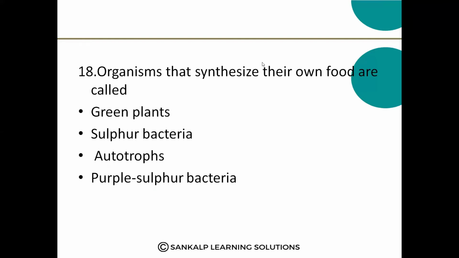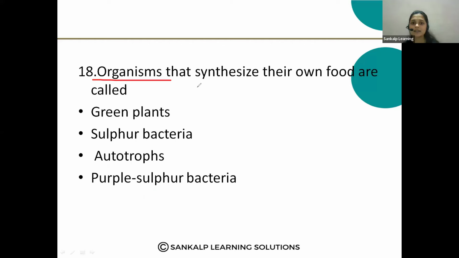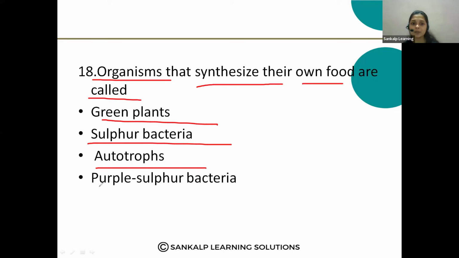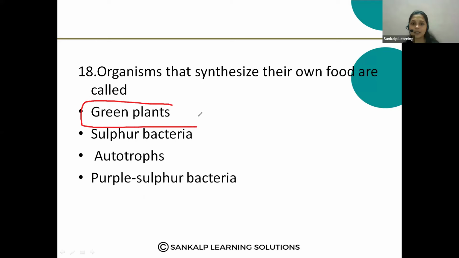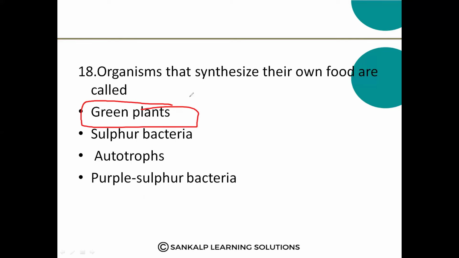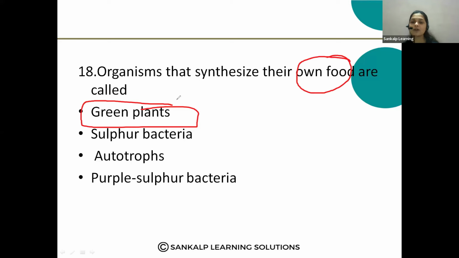Next question: organisms that synthesize their own food are called green plants, sulfur bacteria, autotrophs, purple sulfur bacteria. Green plants, yes, they prepare their own food, but for the organisms which synthesize their own food there is a specialized name. They are called autotrophs.